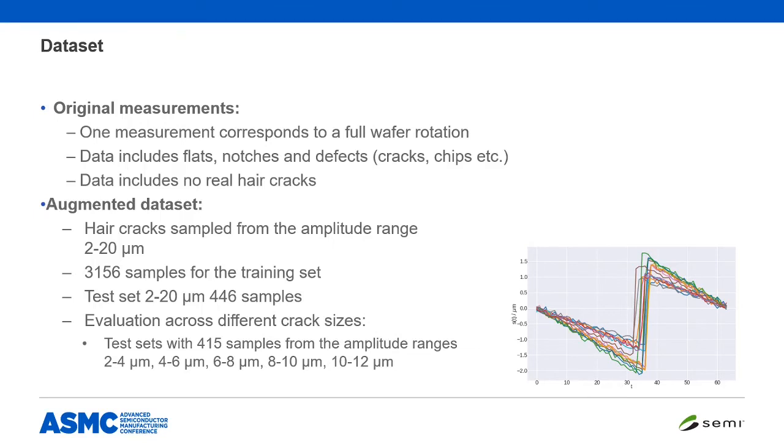The hair cracks for the first experiments are sampled from a magnitude range of 2 to 20 micrometers. We generate 3,100 samples using data augmentation techniques such as signal inverting, the changing of channels, and also mixing different kinds of signals. For these experiments we use a test set with about 450 samples. For the experiment evaluating the different crack sizes, we generate 5 test sets using about 400 samples.